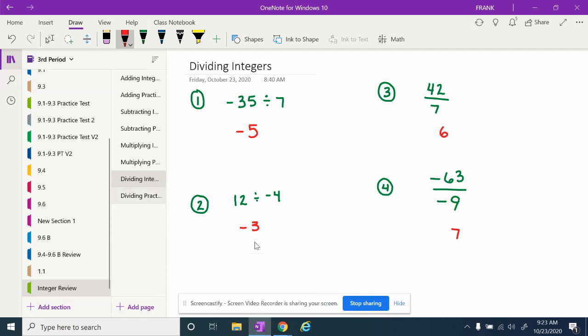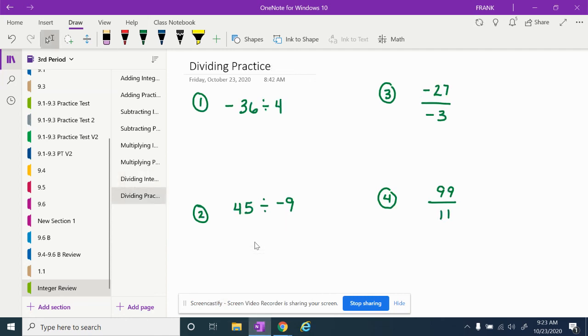Your last little set of practice. Try those 4 problems right there. As soon as you are done, go ahead and unpause the video and then check to see if you're right. So pause your video at this time, do those last 4 problems, and then unpause when you are ready to go.